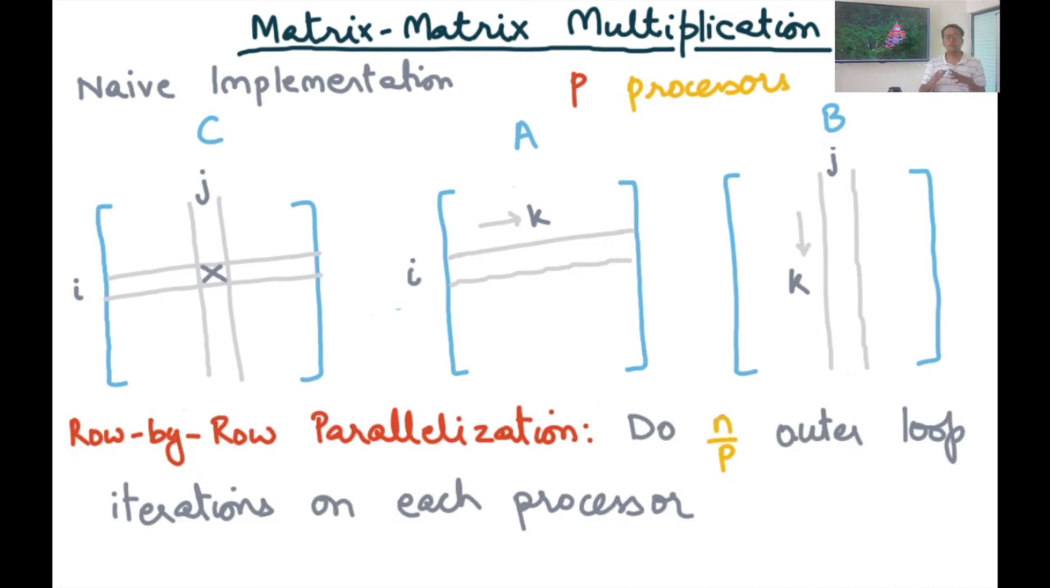Okay, so now that we have discussed how to analyze the number of misses for that particular code, let's also see how one would go about parallelizing it. Let's assume that I have p processors in my system. One nice strategy is row by row parallelization. I just take the first n by p iterations of the outer loop and give it to the first processor, the next n by p to the second processor, the third n by p to the third processor, and so on, and the last n by p to the last processor. This is called row by row parallelization: do n by p outer loop iterations for each processor.